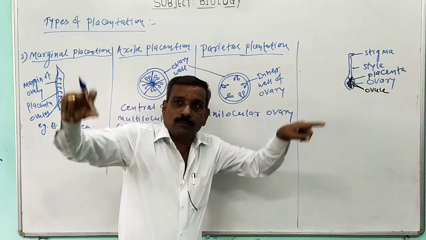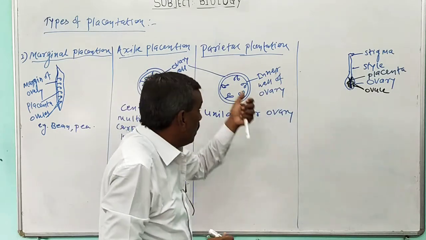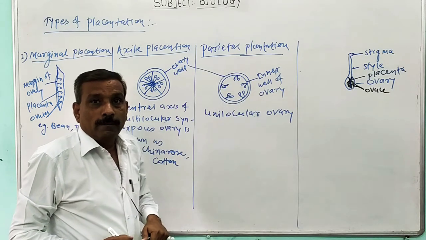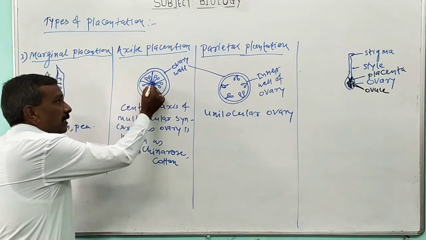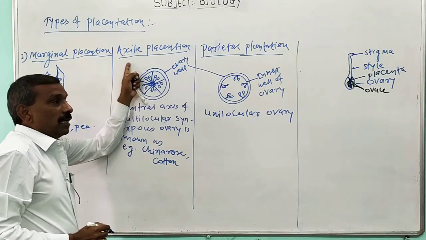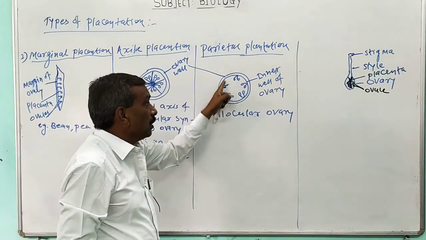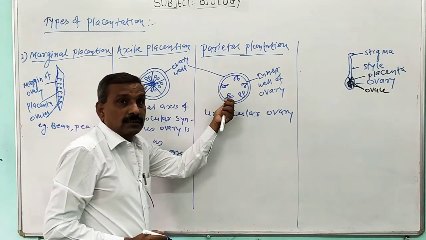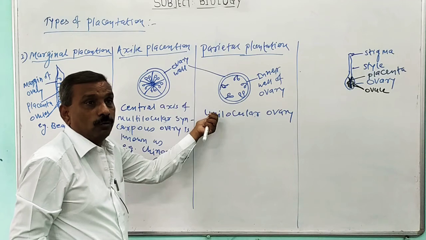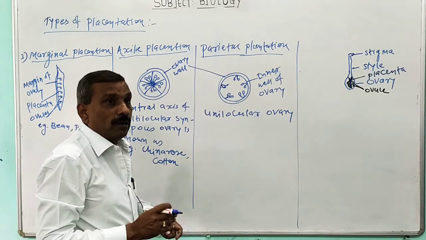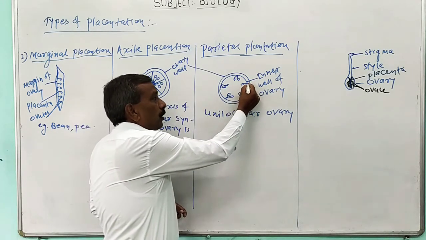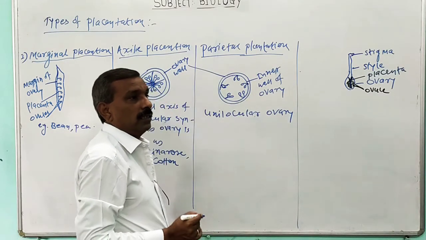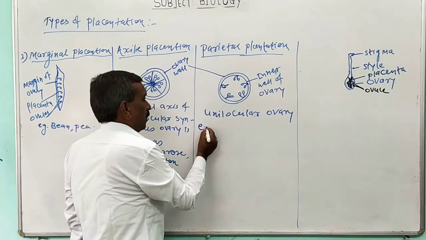पेरिफेरी म्हणजे बाहेरची बाउंड्री जी असेल ओव्हरीची, त्या बाहेरच्या बाउंड्री पासून ओव्हूल येत असेल तर त्या प्लासेंटेशनला काय म्हणणार तुम्ही? parietal placentation म्हणणार. जर सेंट्रल ऍक्सिस पासून आलं तर आपण काय म्हणणार त्याला? axial placentation म्हणतो. पेरी पासून आलं तर त्याला काय म्हणणार? parietal placentation म्हणणार. In parietal placentation, the ovary is unilocular, and from the inner margins of the ovary, ovules are developed. That placentation is known as parietal placentation.